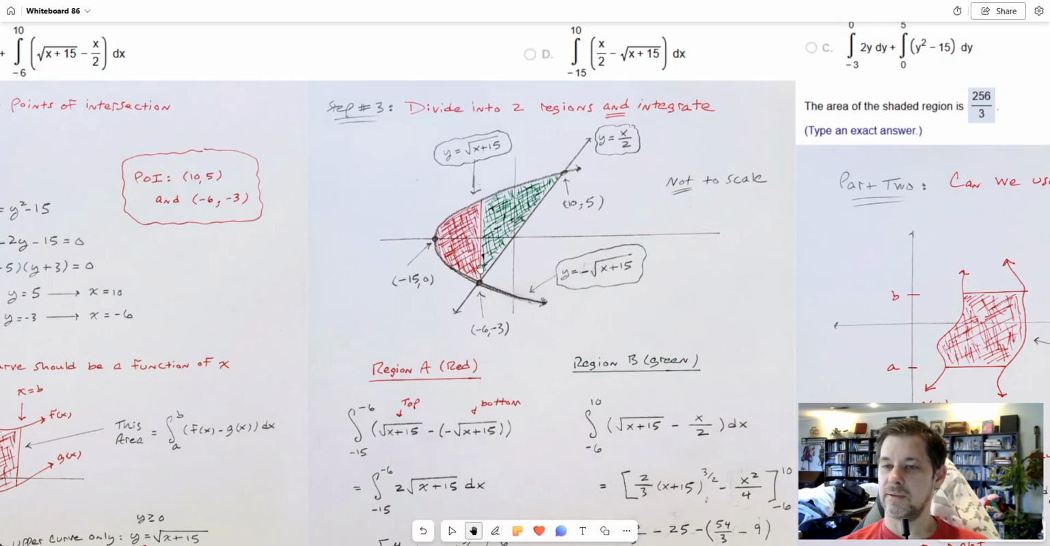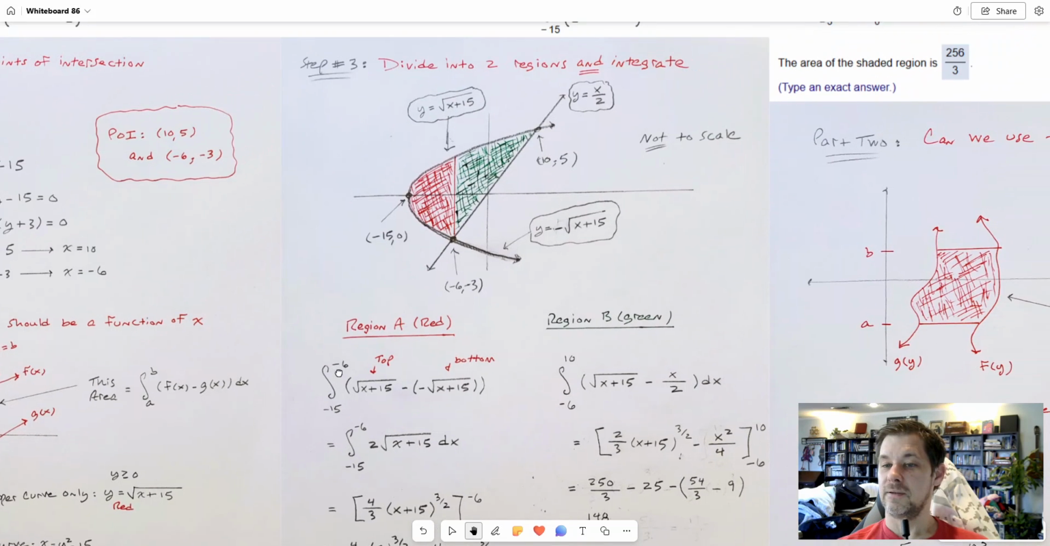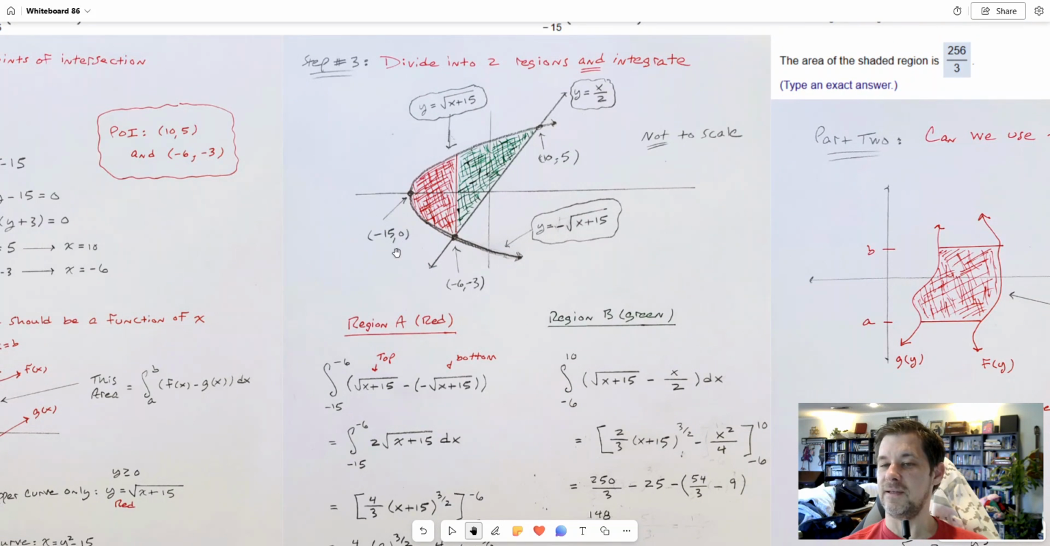So see, like this part right here, I'm going to go right up to that point of intersection, which I found to be -6 and -3. Okay. Right up to that point, you have the upper portion of the parabola, which is y equals root x plus 15, above the lower portion, which is y equals negative root x plus 15. We solve for those over here. So at least from -15, this vertex, over to -6, this is on top of that. So that's region 8. That's what you see in red.